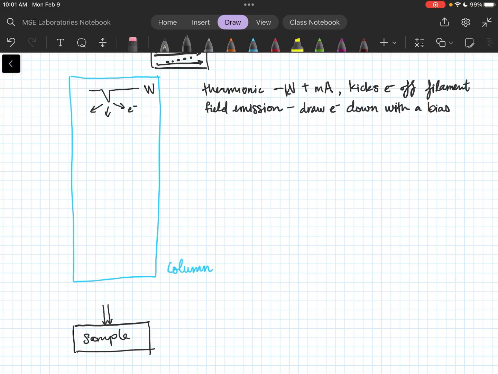The first thing we're going to want to do: compared to an electron, how big is a molecule of air, whether that's nitrogen, carbon dioxide, or oxygen? Way bigger. So first thing we're going to do is remove all of the air from inside the column. Most of the time we're also going to remove air from around the sample. So both the column and the sample are in vacuum.